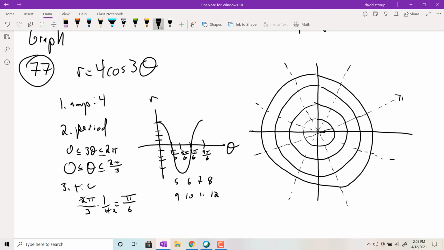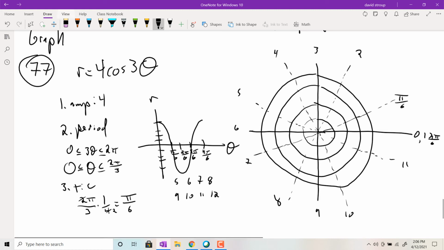Okay, so anyways, these are pi over 6's. If you allow me to, 1 pi over 6, 2 pi over 6, 3, 5, 6, 7, 8, 9, 10, 11, 12 pi over 6. Okay. Okie dokie. And then we just start going, and I'll do it in red. So I start out at 4, and then it dies down to 0 at pi over 6. And then from pi over 6 to 2 pi over 6, it'll go negative, so it'll actually be over in this region. Okay, so it'll go like this, out to -4.